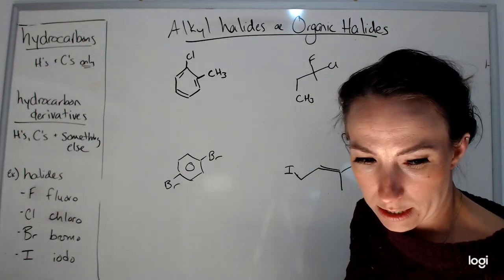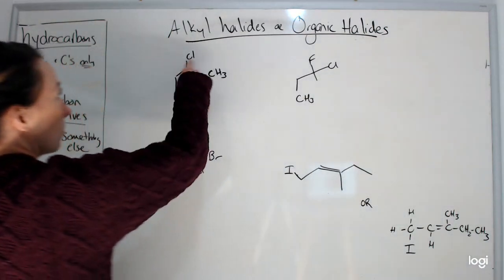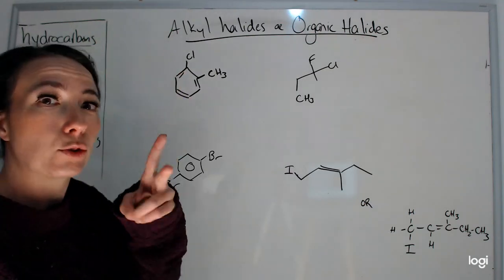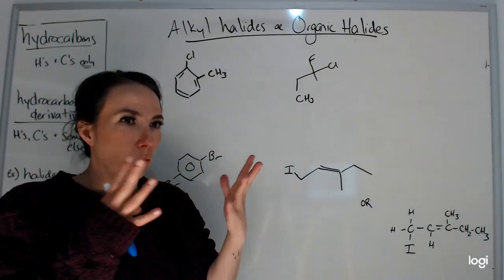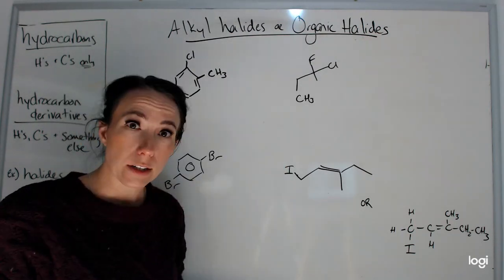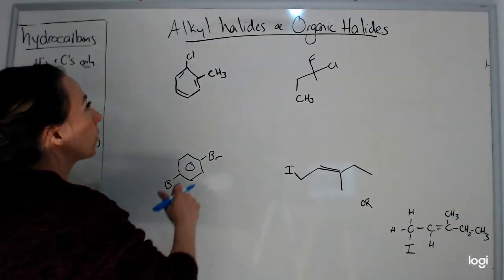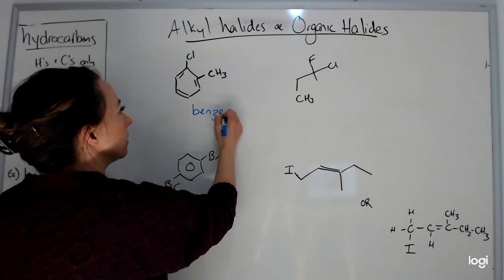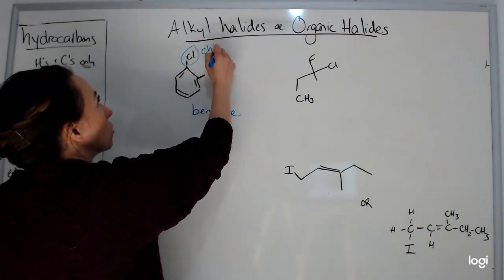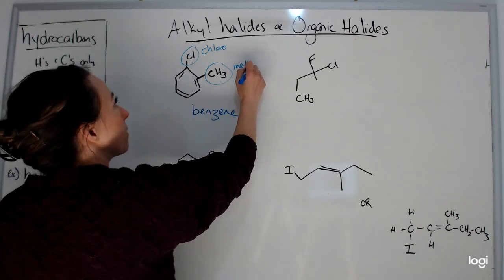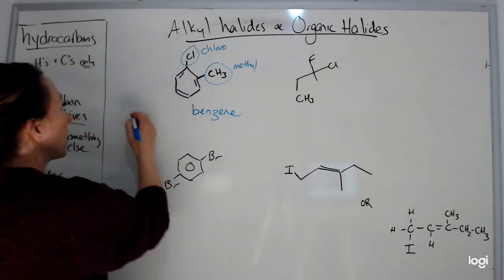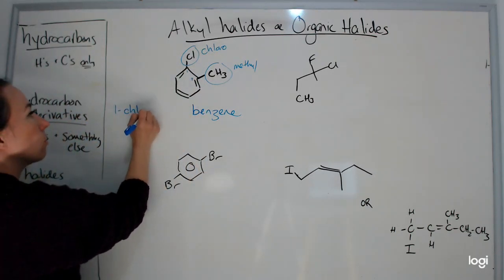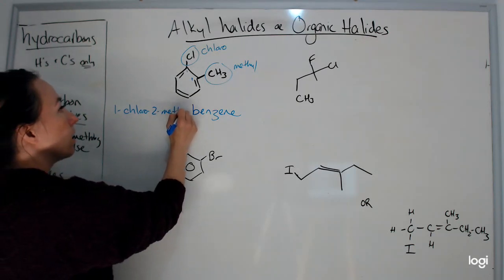Okay, so here are 4 examples out of your notes. This is a benzene ring, so this would be an aromatic organic halide. So it would have two homologous series that it would belong to. A benzene ring as my parent chain is called benzene. Here, this one's called chloro. This is called methyl. Chloro comes first in the alphabet, so I'm going to make that number 1 and make that number 2. So 1 chloro, 2 methyl benzene.